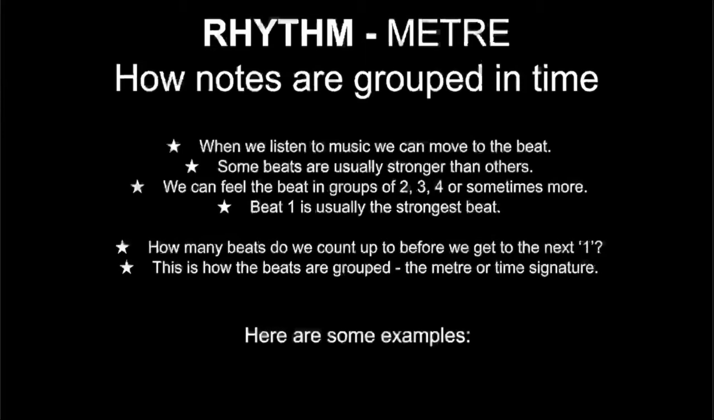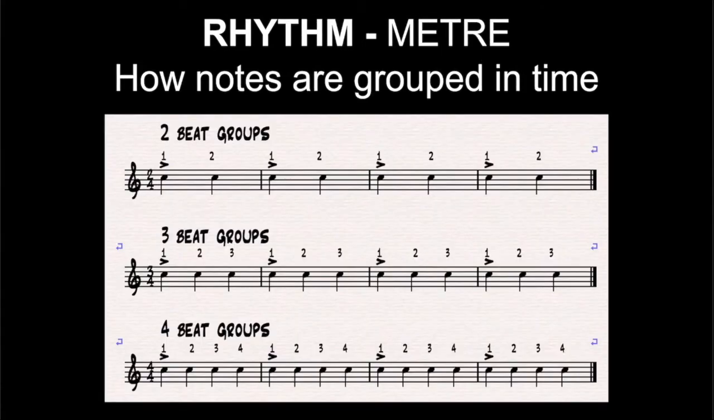Here are some examples. Some 2-beat, 3-beat and 4-beat groups. So the little arrow on top of the note is an accent. That means that note's louder. In these patterns you wouldn't really need that because we always know to make beat 1 stronger and we feel it when we're performing or when we're listening to the music.